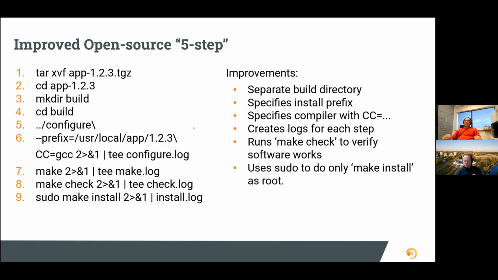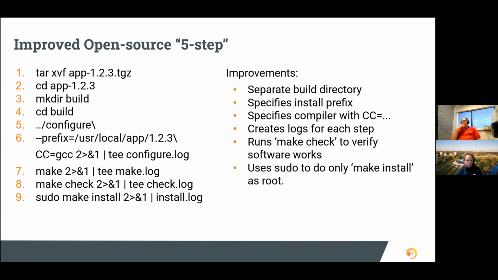So here's a better example of the 5-step, which is now 9 steps. You want to unzip the application, go into the directory, make a separate build directory that's a subdirectory of that source code directory, cd into it, and then do that ../configure, which tells it to look in the parent directory for the configure script.